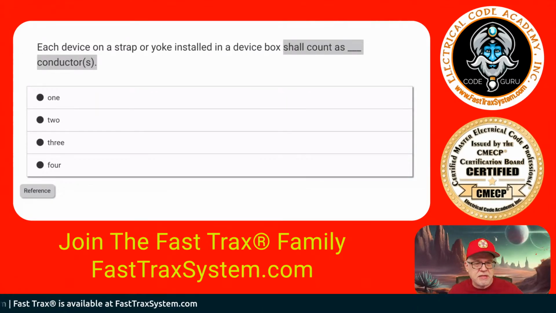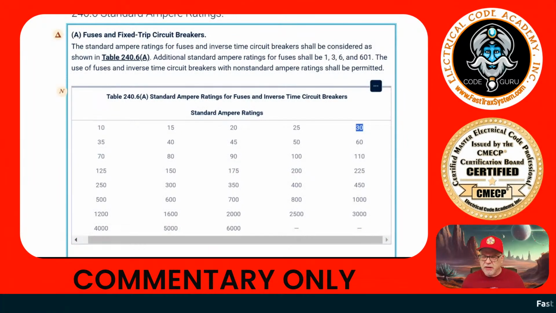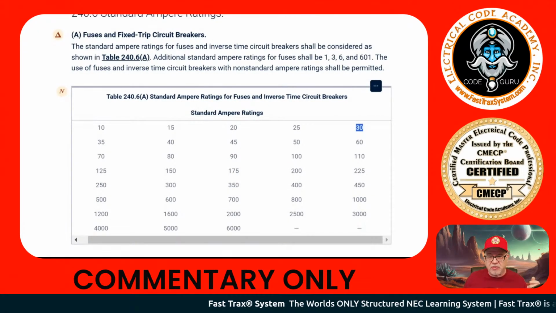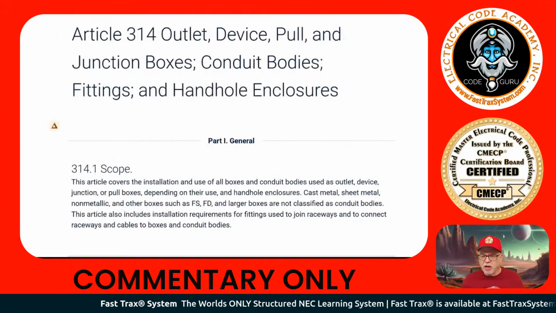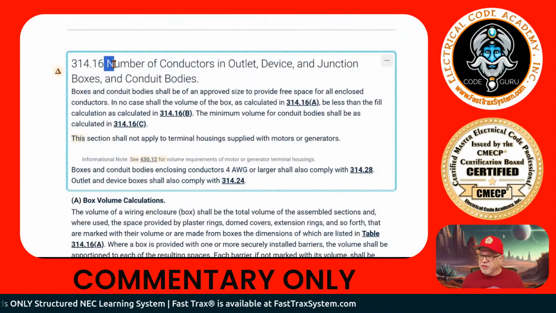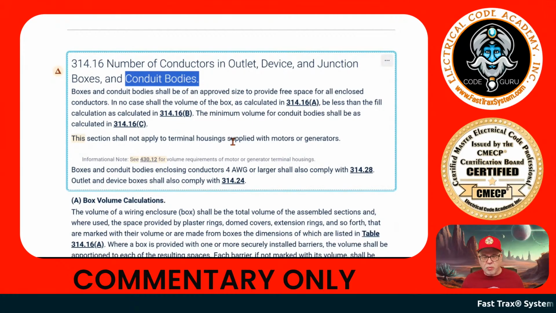So let's go to the NEC and we're going to go to 314, which is titled Outlet, Device, Pull, and Junction Boxes. So we're going to go 314. And then we're going to go down to 16. And 16 is titled Number of Conductors in Outlet, Device, and Junction Boxes. So outlet boxes, device boxes, and junction boxes, and of course conduit bodies that are marked as such with their actual cubic inch.